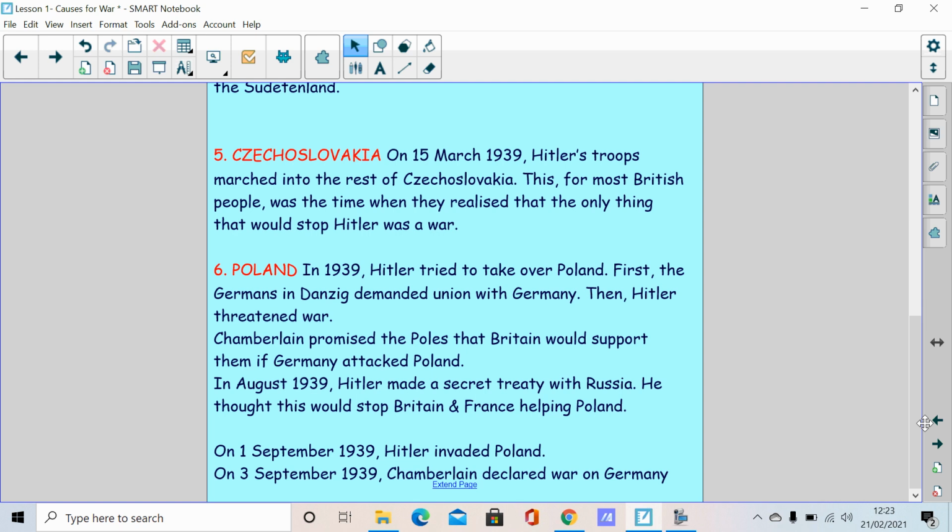And then on the 1st of September 1939, he invaded Poland. But then on the 3rd of September 1939, Chamberlain declared war on Germany. Chamberlain stood behind his word. He said that if he invaded Poland, they would go to war. He invaded. He declared war on Germany.